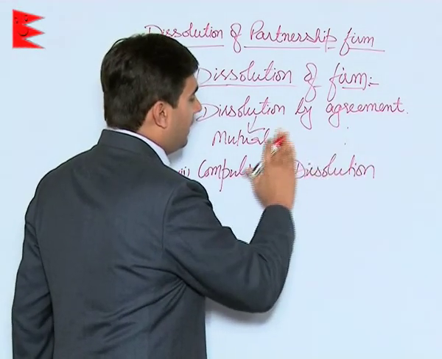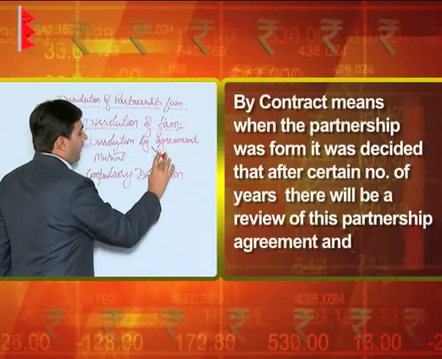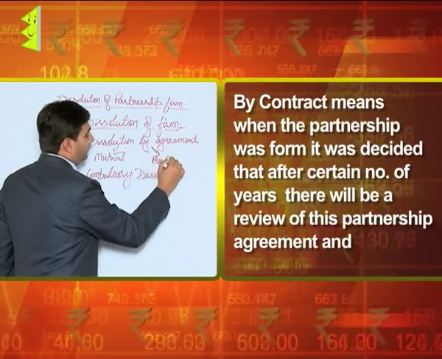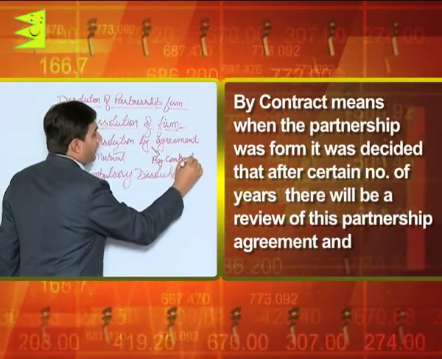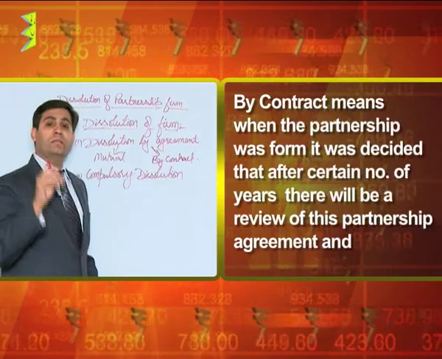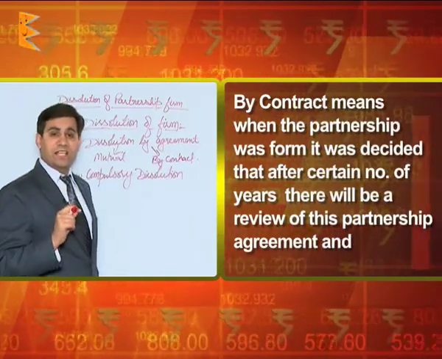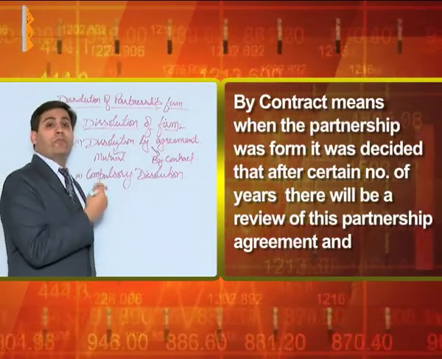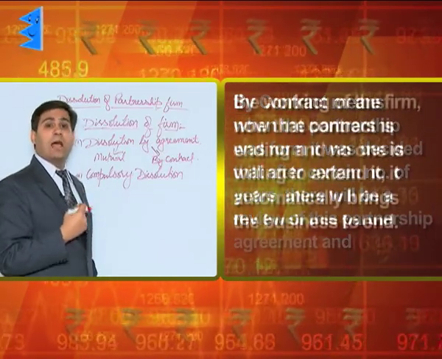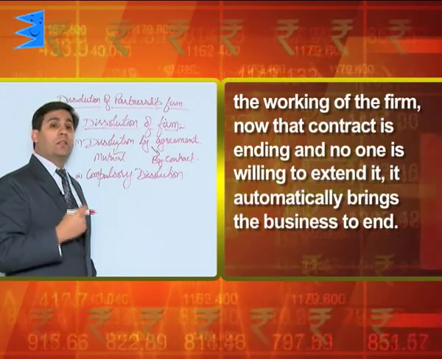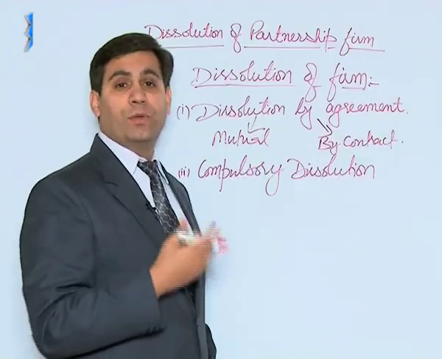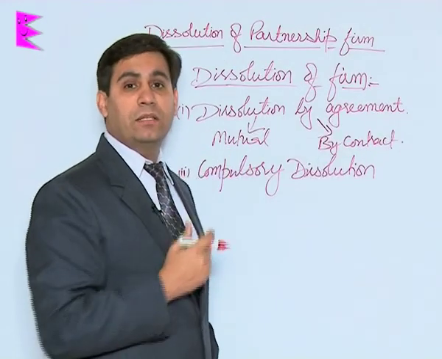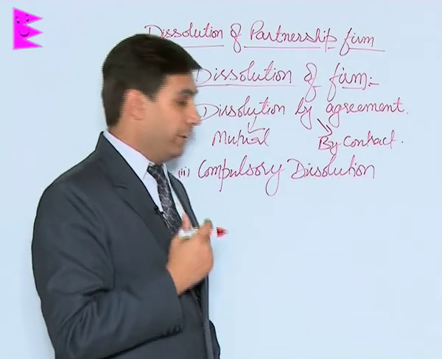And the second one being contract, by contract. Now students, by contract means when the partnership was formed, it was decided that after a certain number of years, there will be a review of this partnership agreement and the working of the firm. Now that contract is ending, nobody is willing to extend it, it automatically brings the business to an end.